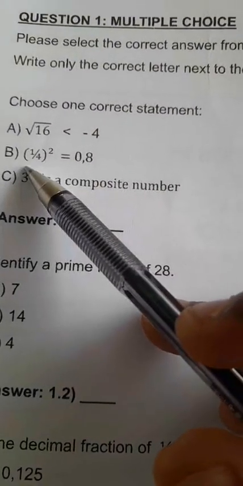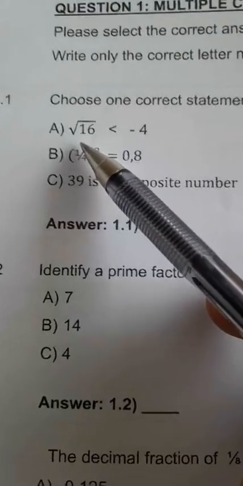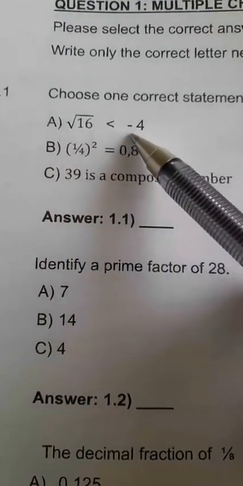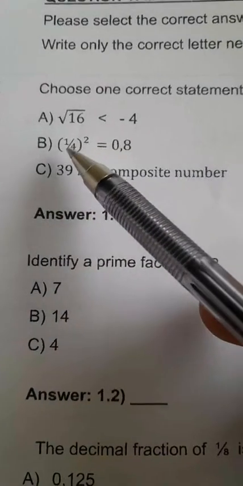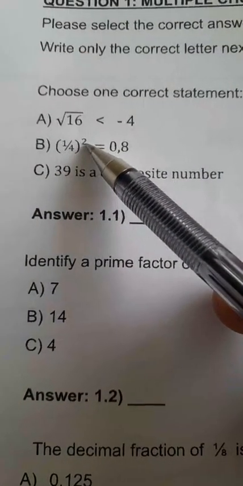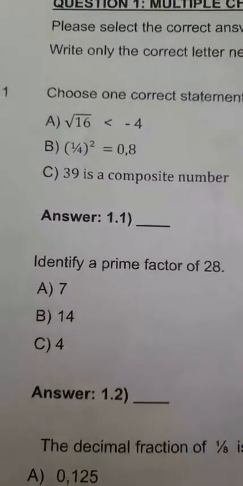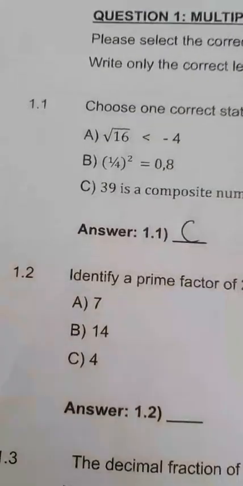A and B are incorrect. How we were able to find that out is that we took the square root of 16, put it in the calculator, and we got 4. Less than -4, not even close. A quarter squared is equal to 0.8? Definitely not. So Kat, you are right. The option here that is correct is C.